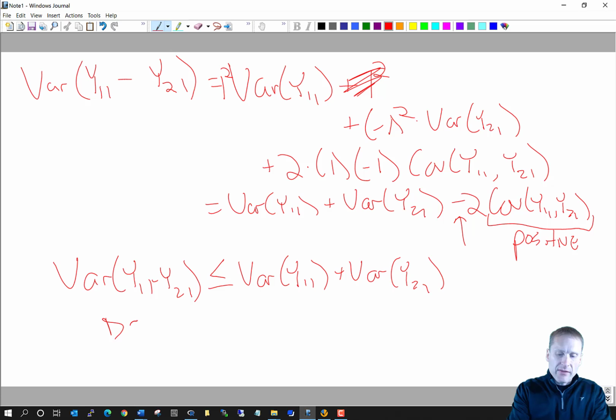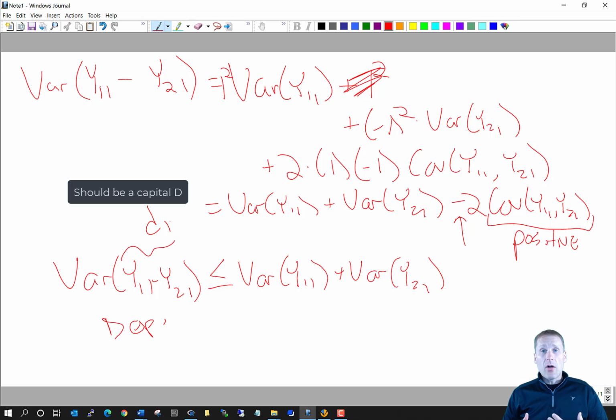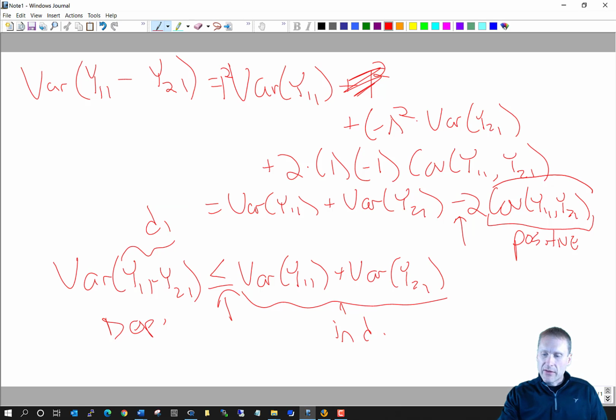For my dependent sample case, when I'm working with the variance of the difference, I'm going to have a smaller variance than if I was working with independent samples. This inequality sign comes from the fact that this covariance is going to be positive, since I'm working with the same items at the store. So that gives you some of the mathematical justification for why, at least for a particular item, the variance for the difference will be smaller than if I were to treat everything independently.